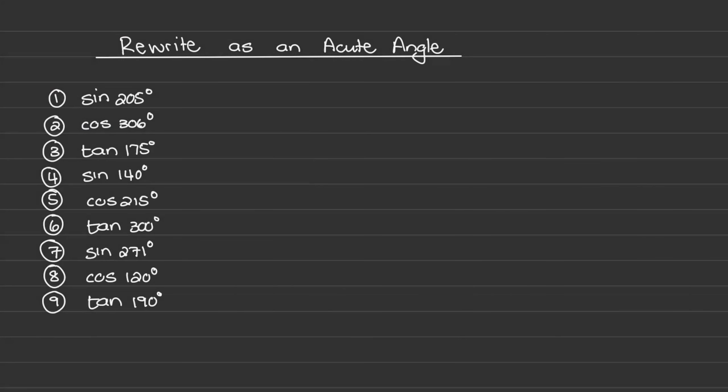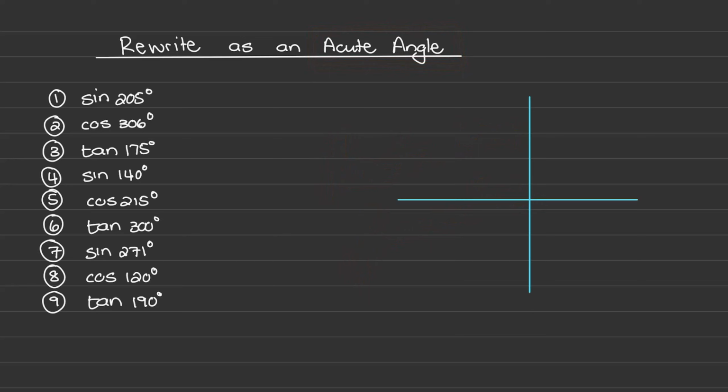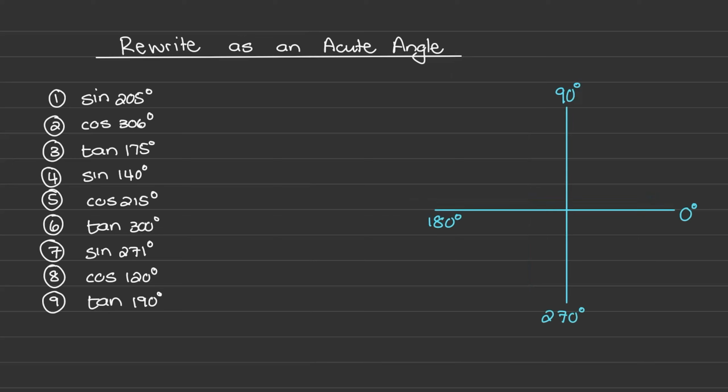In this video, we want to write the following trig ratios as acute angles using reduction formulae. For this video, I'll use a Cartesian plane diagram to help me identify the quadrants and also to do the correct reductions. This is a summary diagram that I find really helpful to help me remember all of the relevant information that I need for reductions.